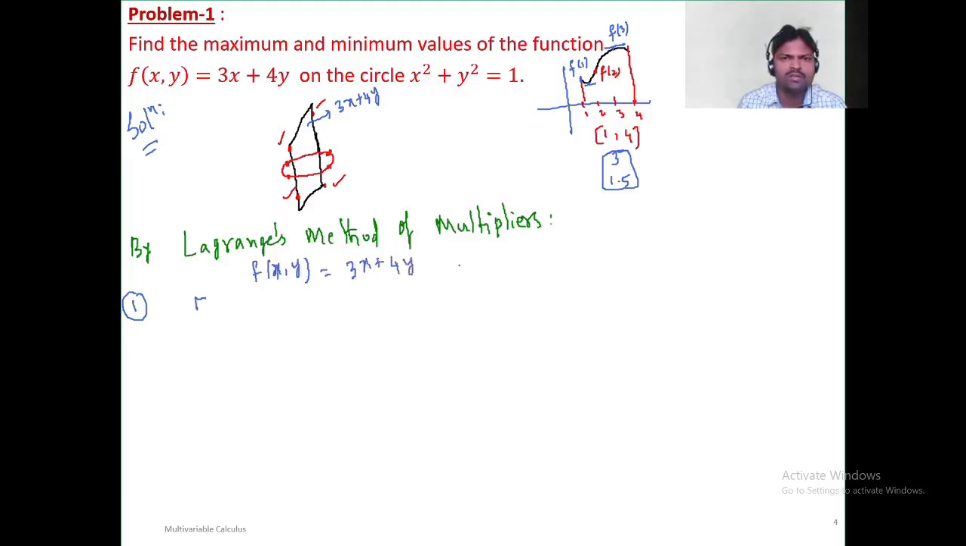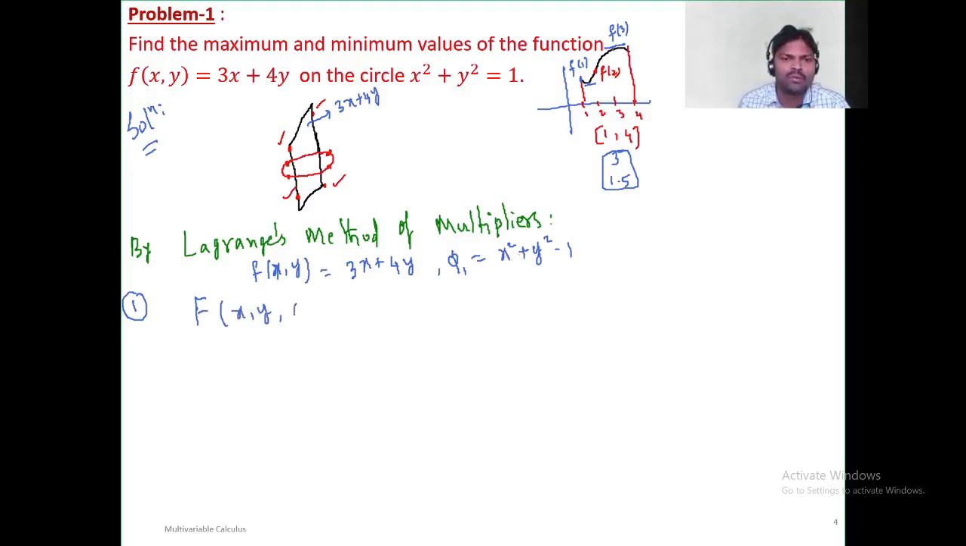Now how many constraints are given? Only one constraint. Therefore I am writing phi 1. What is phi 1? Phi 1 is nothing but x square plus y square minus 1. Bring this 1 to the left hand side, so minus 1. So this is a constraint. Now construct the auxiliary equation. Since it is a function of two variables, f of x comma y. How many constraints are there? Only one. Phi 1 is the only constraint. Constraint is nothing but a condition, so indirectly a domain boundary or domain condition.